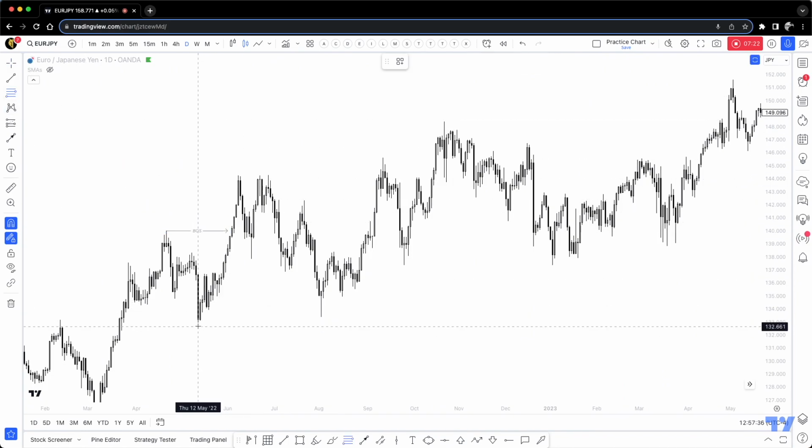Okay, so I'm going to use my fib from the lowest point. It has to be the lowest point. It's not this area. It's not this area. It's this area. It's this low. The lowest point before the break, right? All the way to the high. Okay, so what do we have? Let me stretch it a little bit more here.